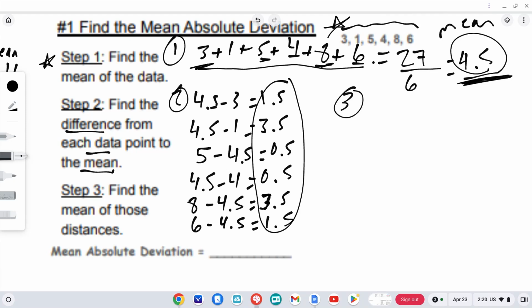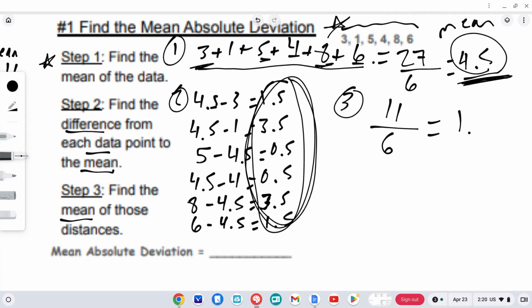What was step 3? Find the mean or the average of those distances. So I'm going to add all these numbers up and see what I get. When I added them all together, I got 11. And then think about, what do we do next? If we're doing the average, we have to divide by how many numbers there are. So 11 divided by 6. Well, that's going to be a long repeating decimal, but I think I could use a repeating line. I could do 1.83 repeating.